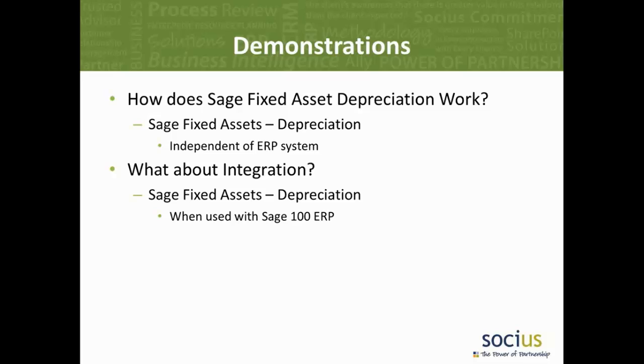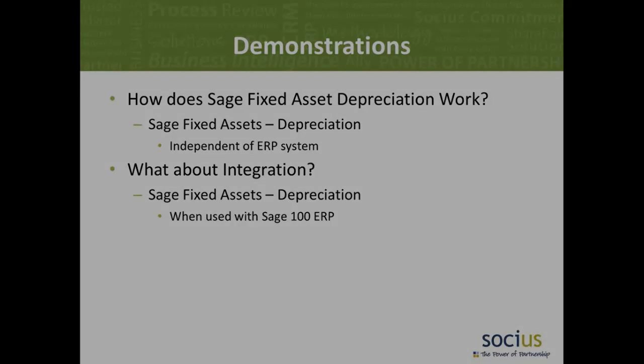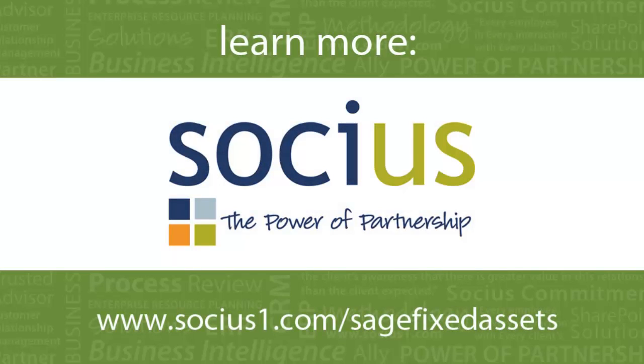in your organization. And then for those that are using Sage 100, there's a pretty decent integration that would be a two-way integration that allows you to both record new assets through the purchases and also update general ledger with the appropriate journal entries when you run depreciation.